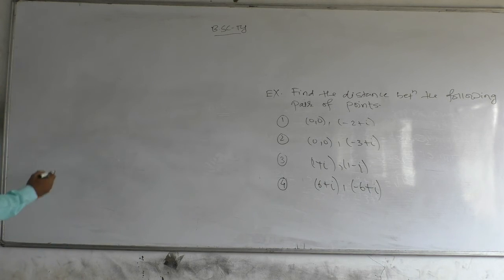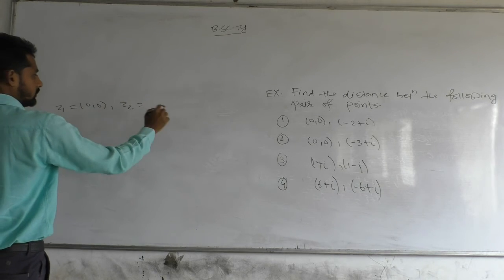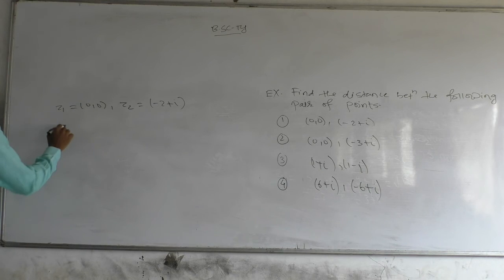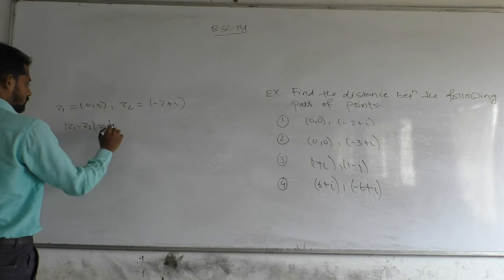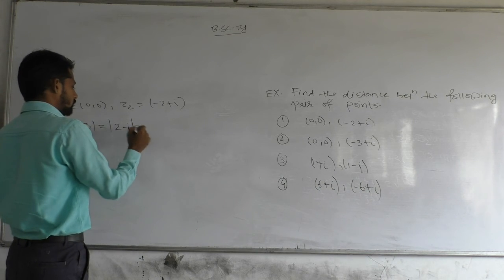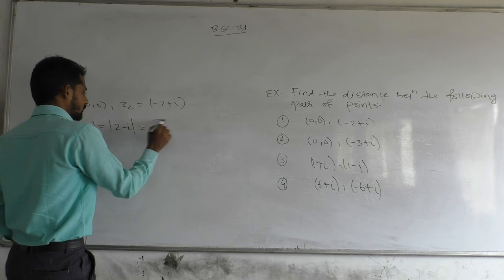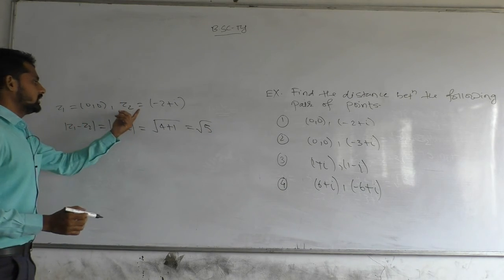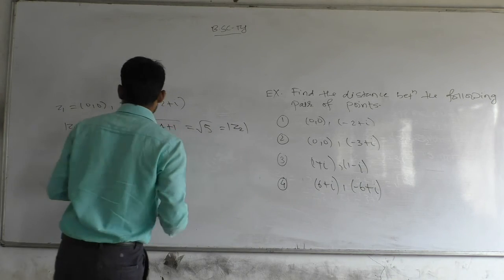Now first, z1 is equal to 0, 0, z2 is equal to minus 2 plus I. So these two are given points. So mod of z1 minus z2 is equal to 0 minus minus 2, that is 2, and 0 minus I, minus I. So the mod of 2 minus I is equal to square root of 4 plus 1, which is square root 5. So it is nothing but the modulus of z2, the absolute value of z2.